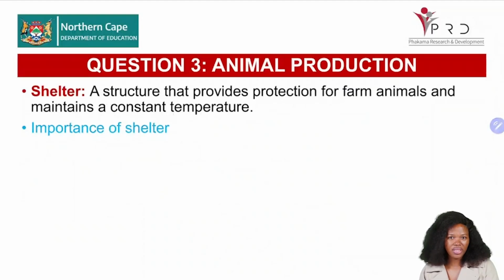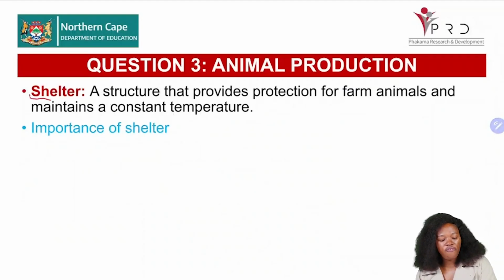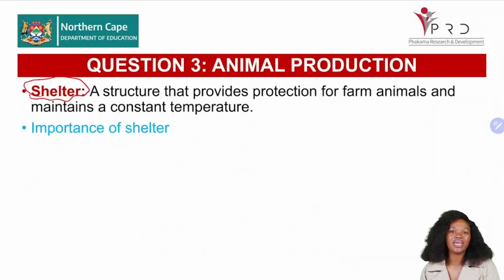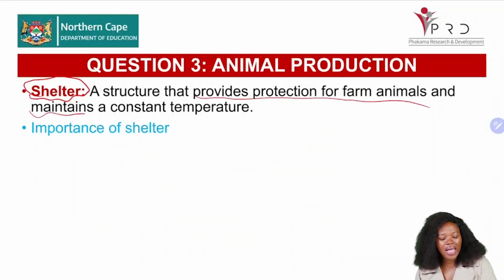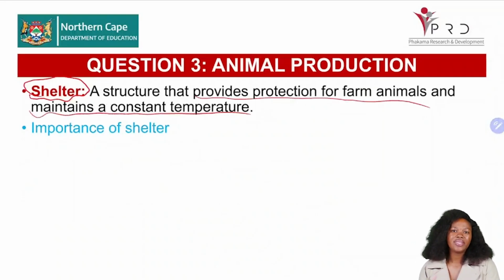Now let us carry on with our animal production. For animals raised under an intensive production system, it's very important to modify the environment or to provide a shelter. Now, how do we define a shelter? A structure that provides protection for farm animals and maintains a constant temperature. Shelter is there to regulate the temperature of farm animals.